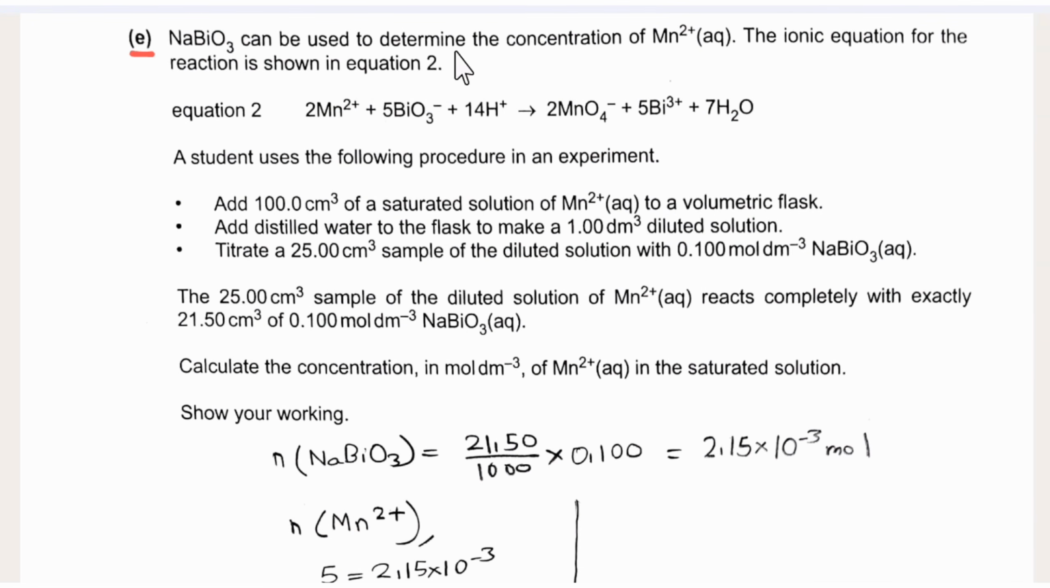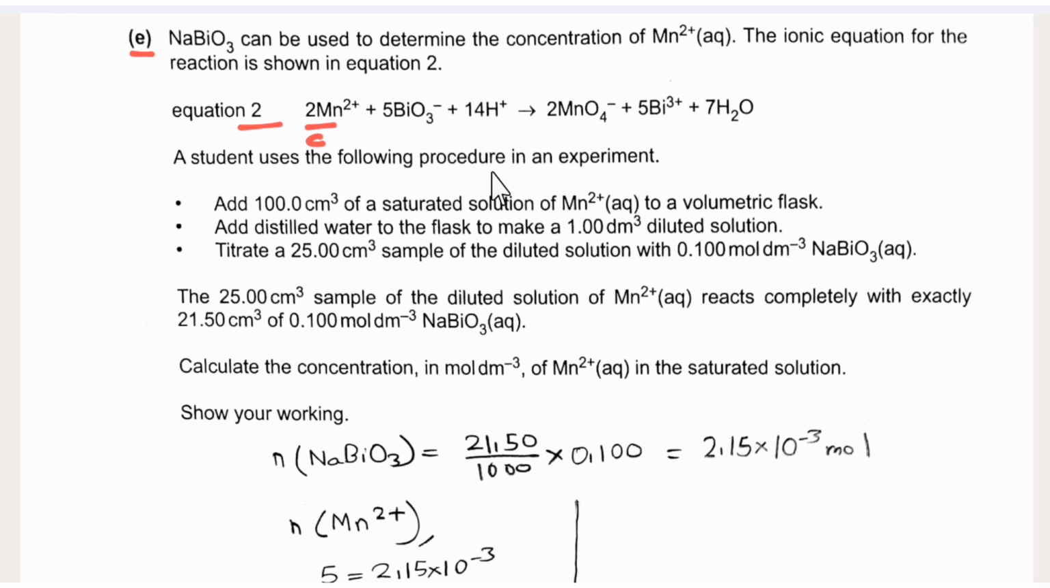NaBiO3 can be used to determine the concentration of Mn2+ aqueous. The ionic equation for the reaction is shown in equation 2. So this is the ionic equation for this reaction, and we need to find the concentration of Mn2+.